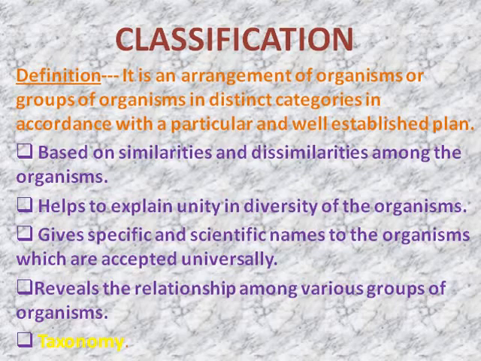For example, coconut, Cocos nucifera. It is the scientific name which is accepted universally. Rose, Rosa indica, which is accepted universally. Now, it also reveals the relationship between or among the groups of organisms, how the various groups are interrelated and how they are different. This classification comes in a special branch of botany, that is taxonomy. Taxonomy is a branch where we are identifying, giving names and classifying in a particular group.